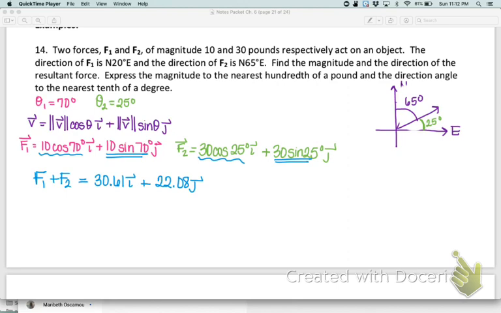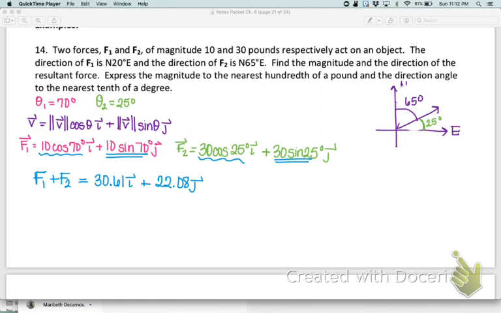2 decimal places is what they want our final answer to. This is probably going to work out fine, but if you're worried about rounding, then maybe do 1 extra decimal on your intermediate steps and then cut it down to 2 for your final answer. But I think this is going to work just fine. So now we need to find the direction angle and we need to find the magnitude.